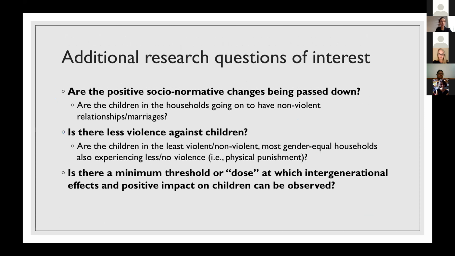So moving forward from here, additional research questions of interest that I would be interested in learning. Are there positive social normative changes being passed down? Are the children in the households going on to have non-violent relationships or marriages? Is there less violence against children? Are the children in the least violent, most gender equitable households also experiencing less violence, i.e. physical punishment or actual violence? And is there a minimum threshold or dose at which intergenerational effects and positive impact on children can be observed? All right, that's it for me.